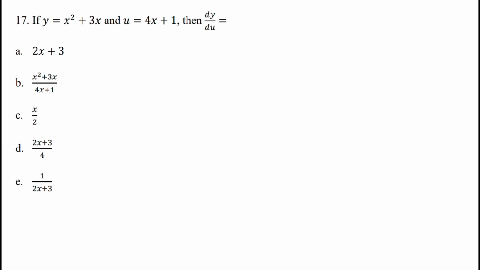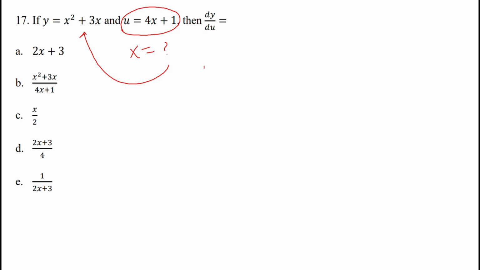For number 17 here, we've got two functions, x squared plus 3x for y, and u is 4x plus 1. And we want dy du, which we don't actually have y in terms of u, so we can't directly take the derivative of y with respect to u. What we would have to do is, there's two options, and the probably worst option is to just solve this for x. If I solve that for x, I have x in terms of u, and then I can take whatever I get there and plug it in for the x's here. Then I would have y in terms of u, and I could just take the derivative.